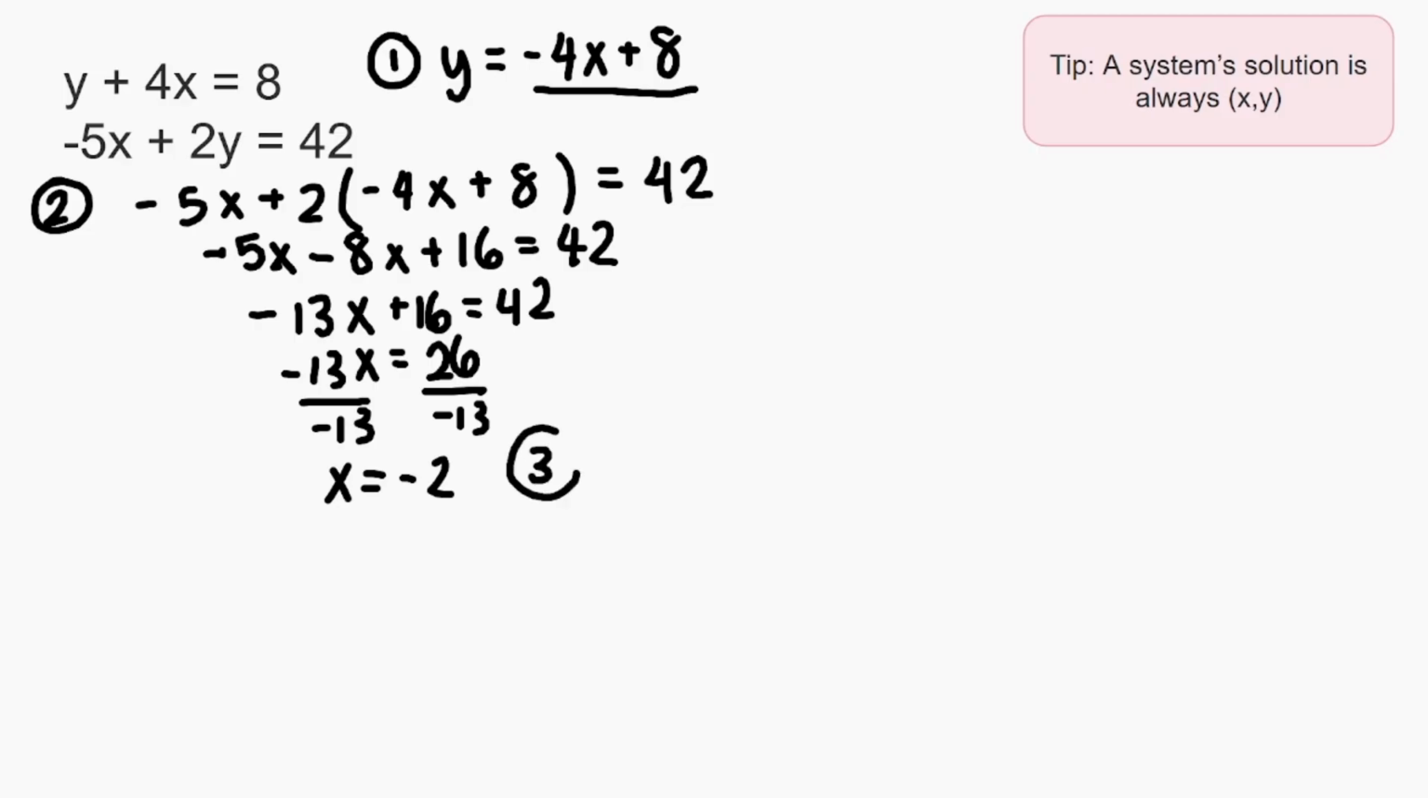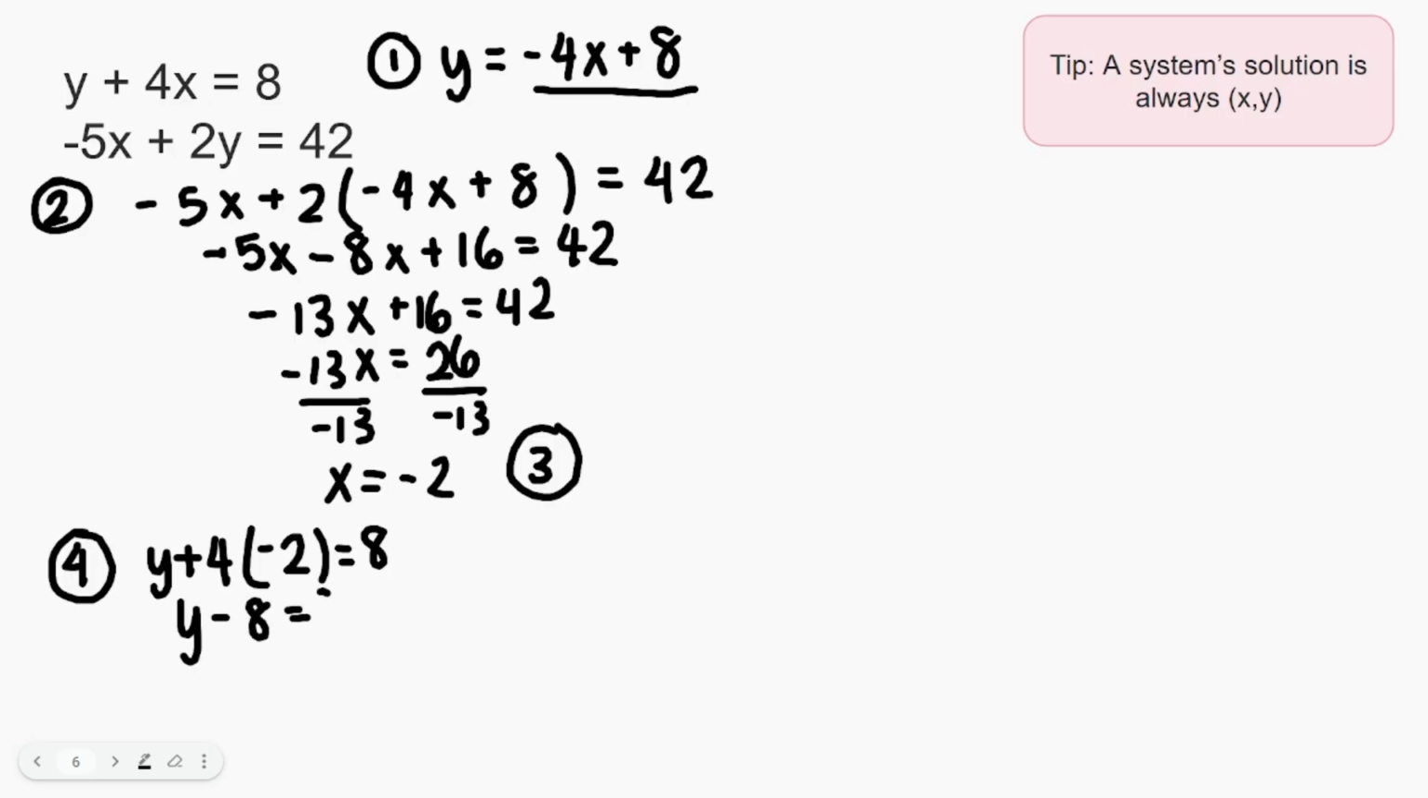Our third step is complete. We have found that x equals negative 2. Now, our fourth step is going to be to plug in negative 2 as x into an equation to get y. So this first equation looks easier, so we'll do that. We'll do y plus 4 times negative 2 equals 8. So we have y minus 8 equals 8. So we get y equals 16. And that's the end of our fourth step. Lastly, we're going to write our answer as an ordered pair, negative 2 comma 16, which is our last step.